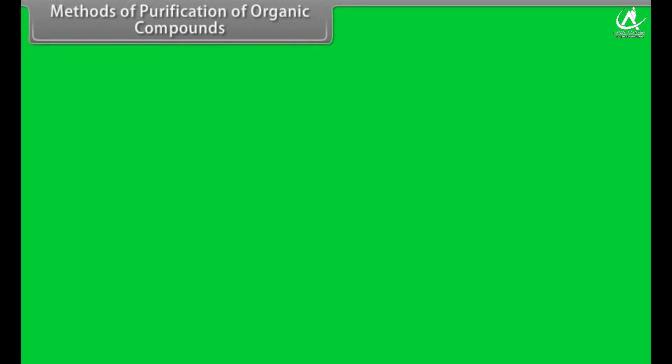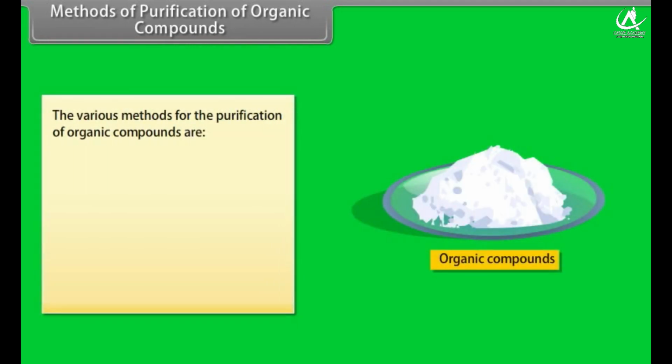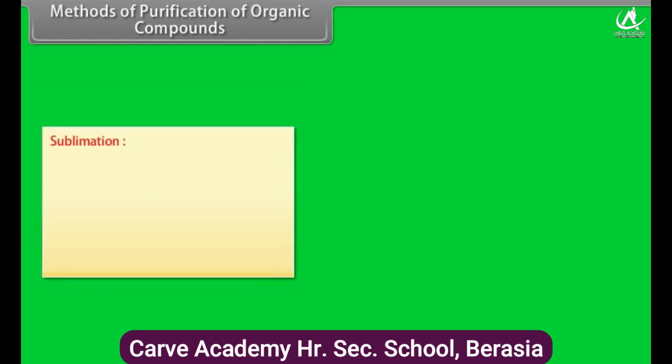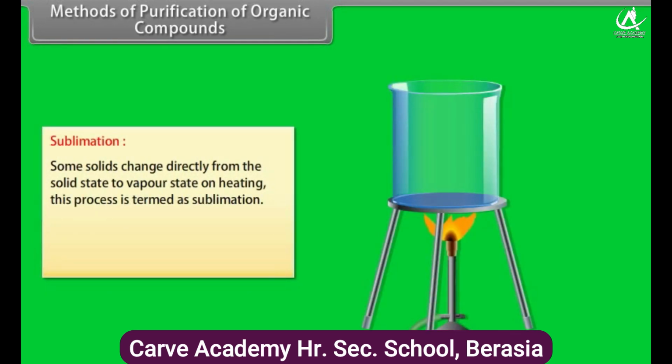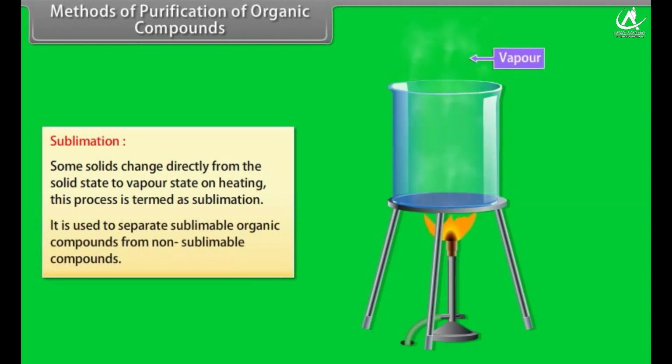Methods of purification of organic compounds. The various methods for the purification of organic compounds are sublimation, crystallization, distillation, differential extraction, and chromatography. Sublimation. Some solids change directly from the solid state to vapor state on heating. This process is termed as sublimation. It is used to separate sublimable organic compounds from non-sublimable compounds.